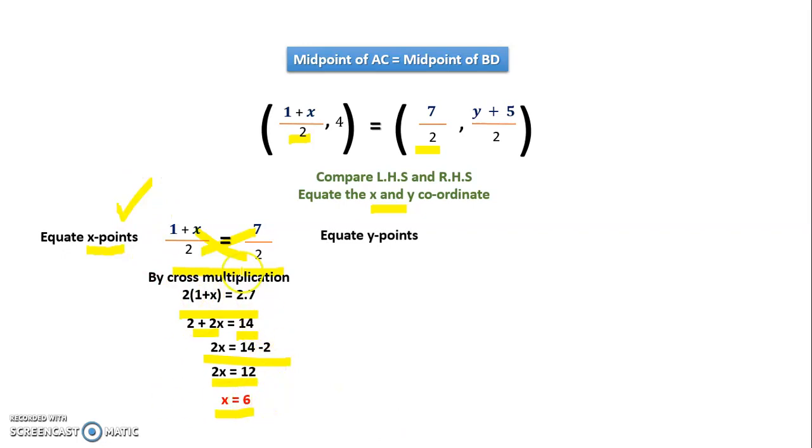And if you equate the y points, that is 4 equals (y plus 5) by 2. After cross multiplication, 2 into 4 equals 8, that is y plus 5. So here it is 1.